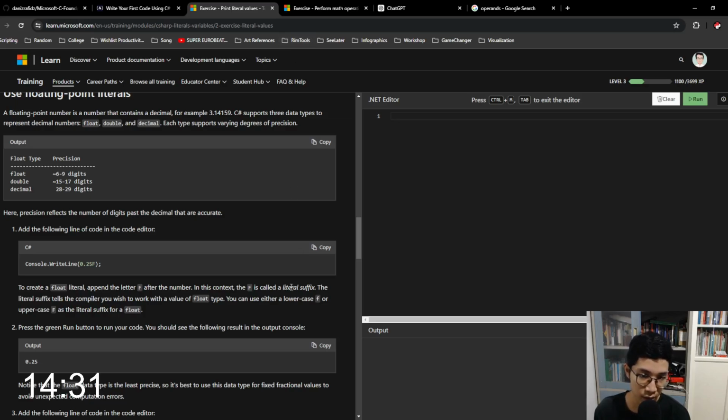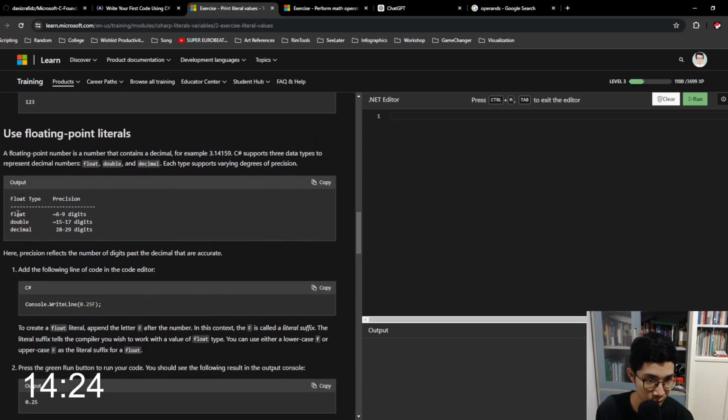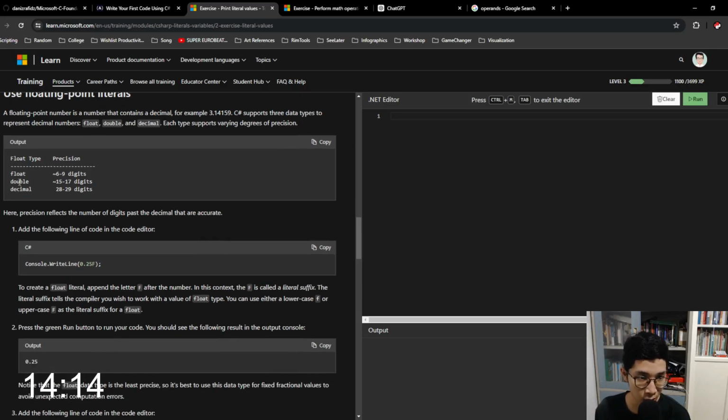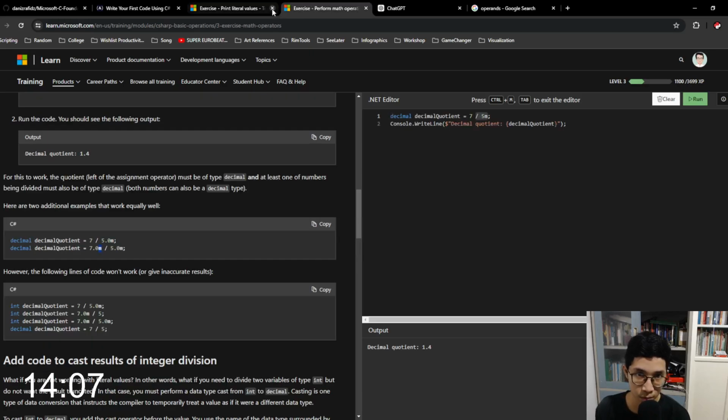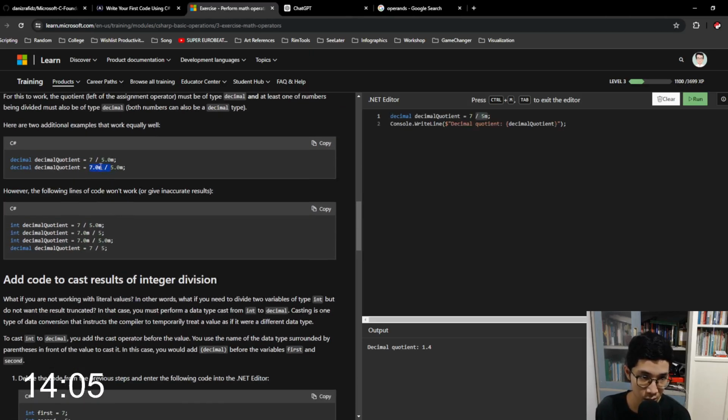But suffix is like this, after anything else, where if it's float you type f suffix, and if it's double you don't need to type any suffix there. And for decimal you type m here. This is called suffix. Okay, literal suffix.